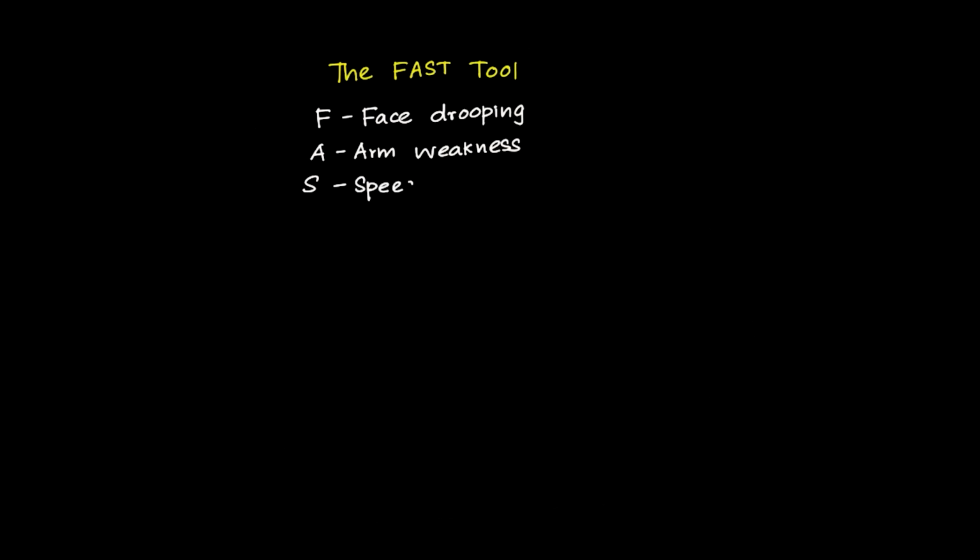FAST was built for the public, not for medical professionals, and that is the whole point. The letters spell out face drooping, arm weakness, speech trouble, and time to call 911. Each letter picks out a sign that a regular person can spot in seconds.